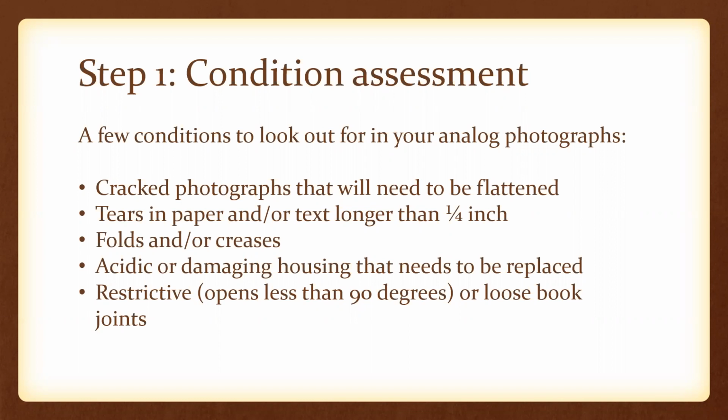So a few conditions you might want to look out for in your analog photographs might be cracked photographs that will need to be flattened, tears in paper and or text longer than 1/4 inch, folds or creases, acidic or damaging housing that needs to be replaced, and restrictive, and that restrictive would be a book that opens less than 90 degrees or loose book joints, so books that open more than 180 degrees. And all of these are things that you should try to mend prior to digitization, if possible.